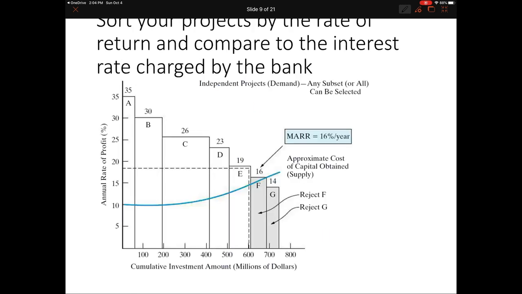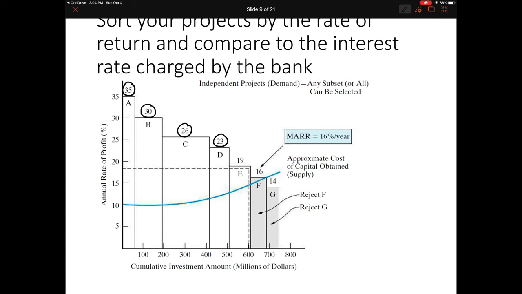Okay, now let's imagine you have all the projects aligned on this chart, ordered by their rate of return. The highest rate of return goes first, then project B with a lower rate of return, then C, and then D. They are prioritized by their rate of return from the highest to the lowest. And then you have this blue curve, which is the curve of interest.